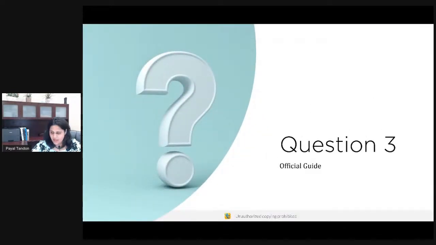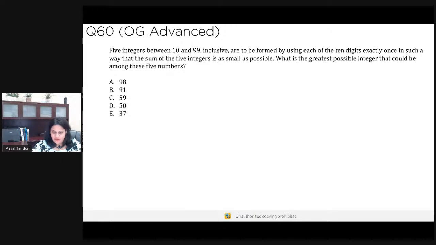Let's try to solve this question. This is the last PS problem solving question. Go ahead.